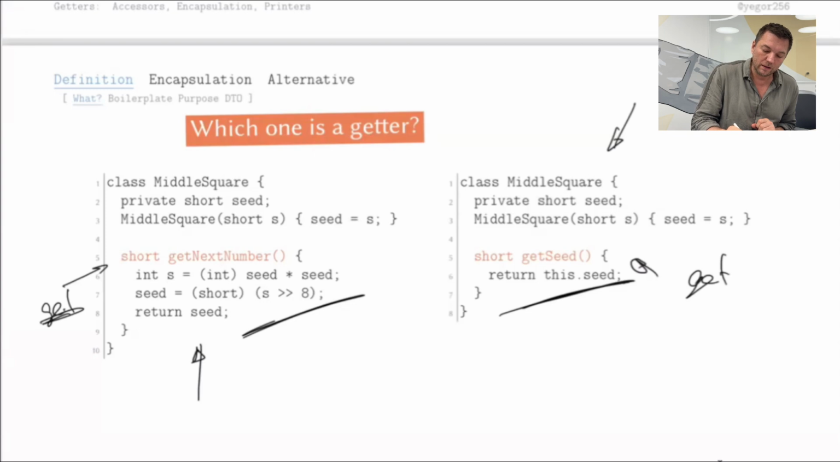But the left one, a proper name, a better name would be calculate next number. That would be a proper, a better name, not a perfect name, but a better name. Because we're not only getting this, we're actually producing something new. We're using internal data in order to calculate some new information, some new data. A getter is not producing anything new. Getter only takes what's encapsulated and just lets it fly out.